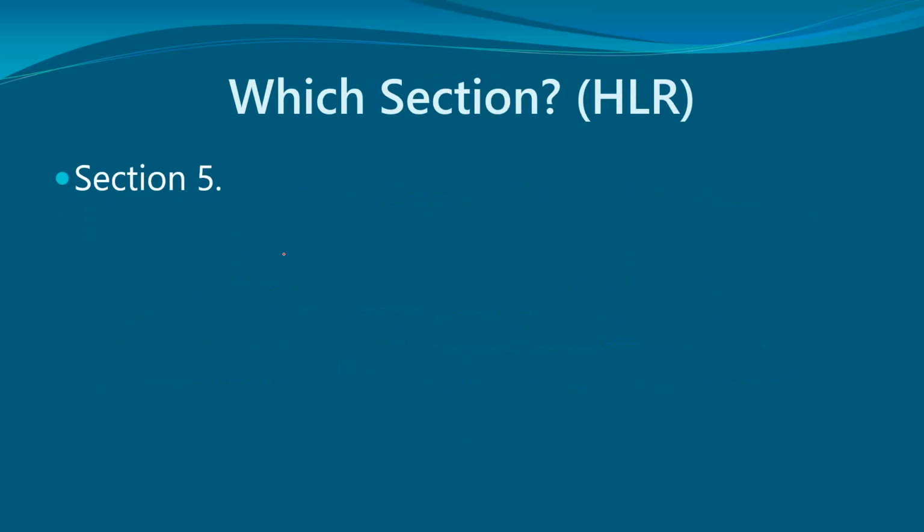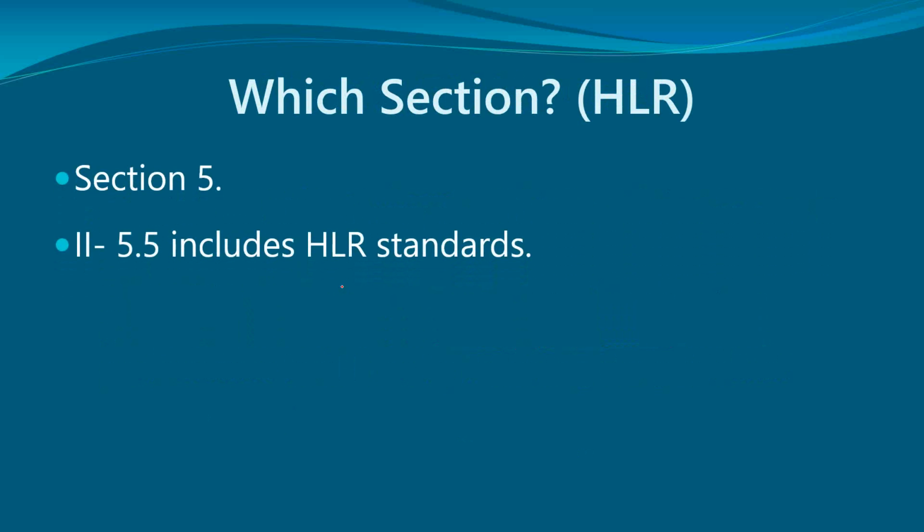Right, it's a core planning standard, which is in section 5. Section 6 has construction specifications. Section 7 has maintenance stuff. So the section number is 5. Volume 2 includes the HLR standards in section 5.5.